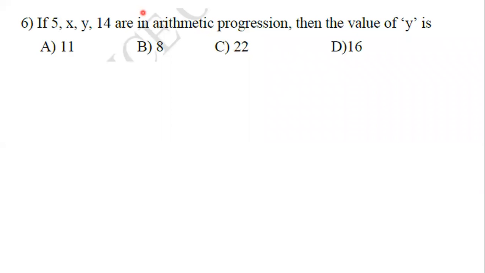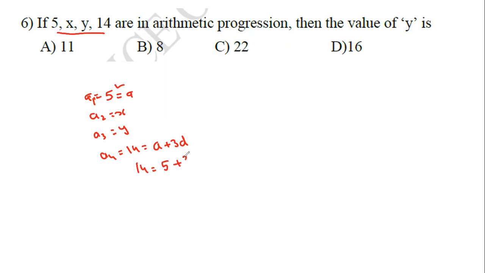Fifth question is, if 5, x, y, 14 are in arithmetic progression, then the value of y is dash. They gave the first term a is equal to 5, and a1 is equal to a is equal to 5, a2 is equal to x, a3 is equal to y, a4 is equal to 14. A4, you can write as a plus 3d. Is it right? Yes, 14 is equal to the value of a, the value of a is 5.